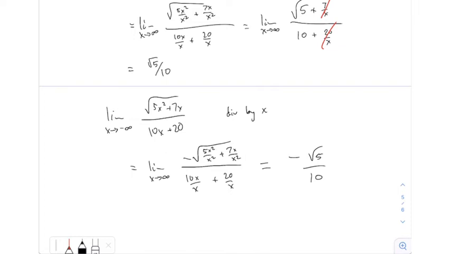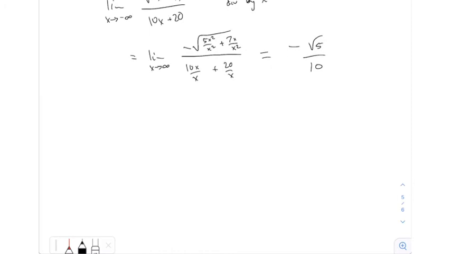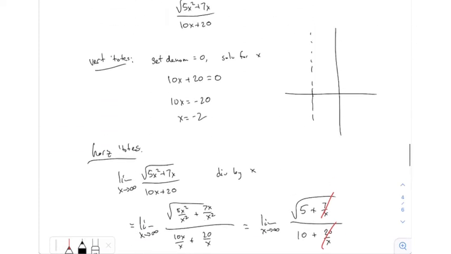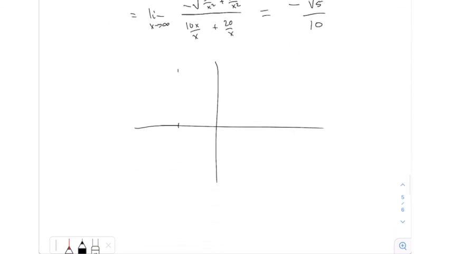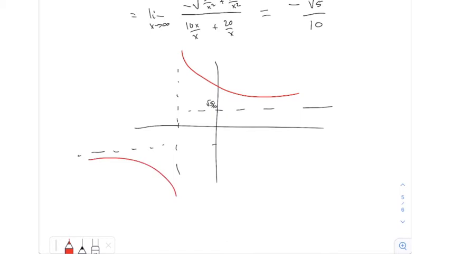So the true graph of this, I believe, I didn't graph this one myself, but the vertical asymptote is at -2. And then we said the asymptote to the right, horizontal, is root 5 over 10, which let's just say is there, whatever that number is. And then it goes like this. So I believe the graph looks something like that. I'm not sure if that's what you're asking.